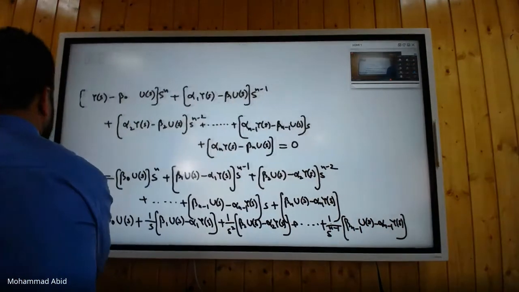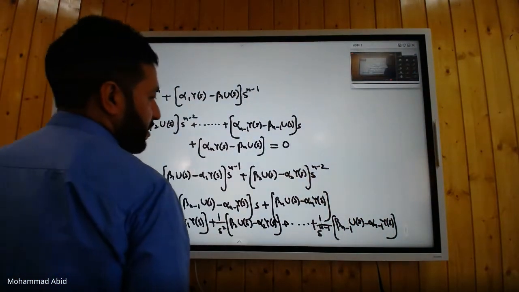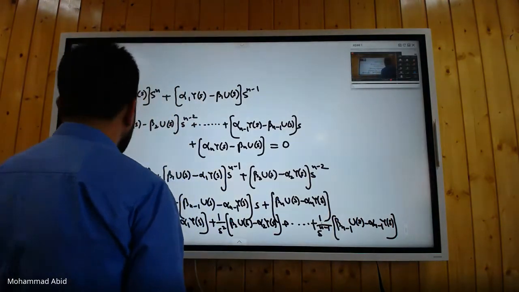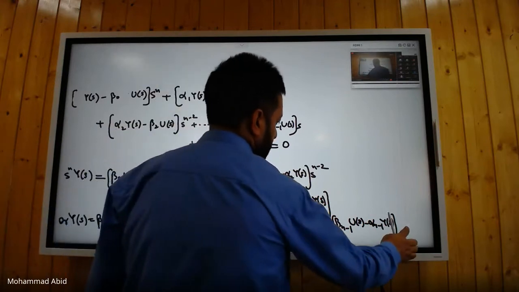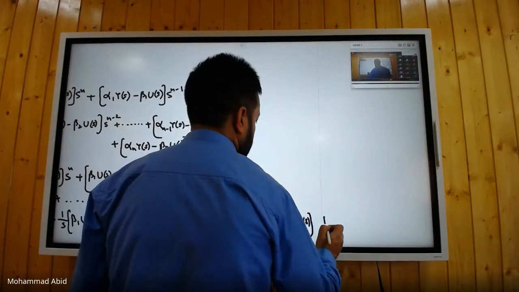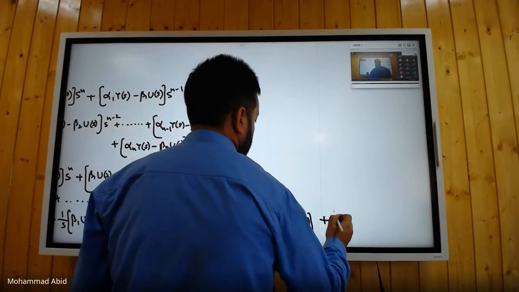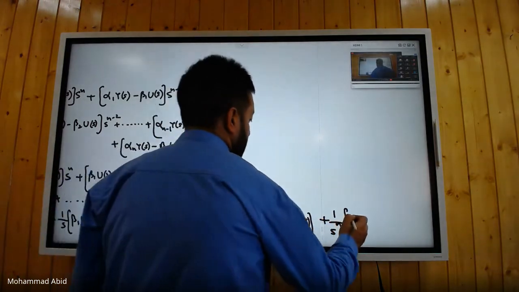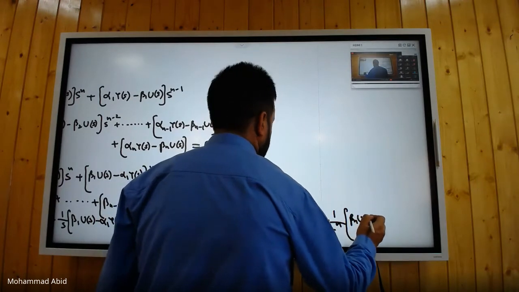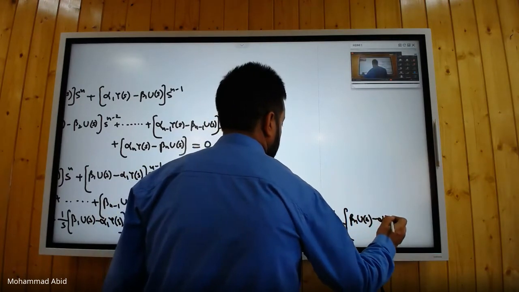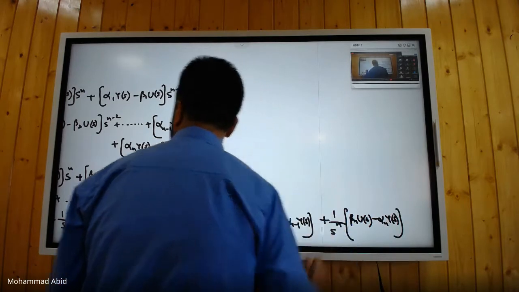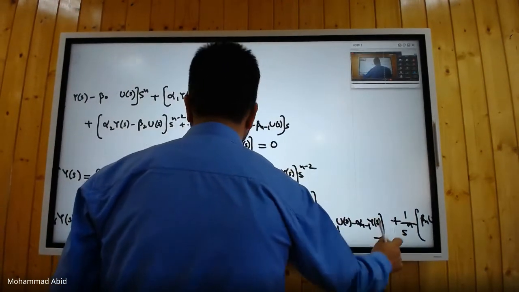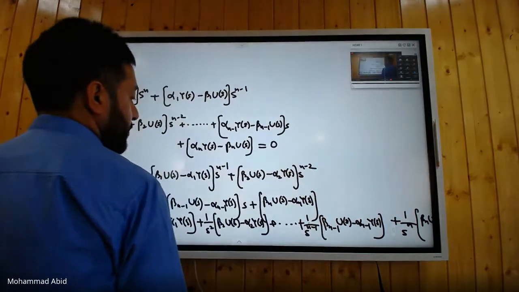Okay. And then the last term is plus 1 upon s to the power n beta n us minus alpha n ys. Is that clear? Yes, sir. So this is your ys, isn't it?